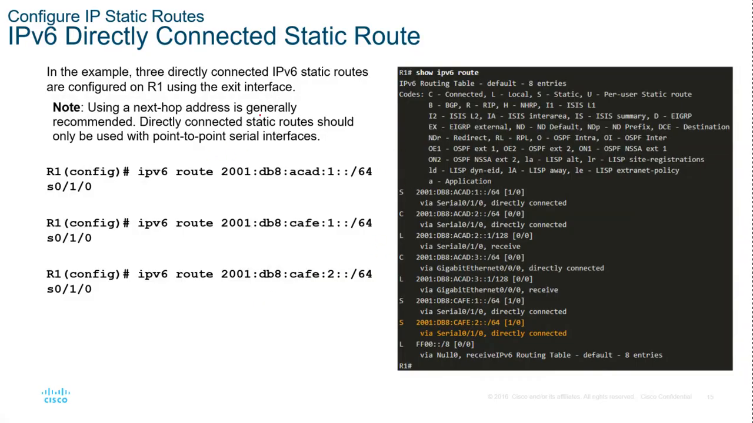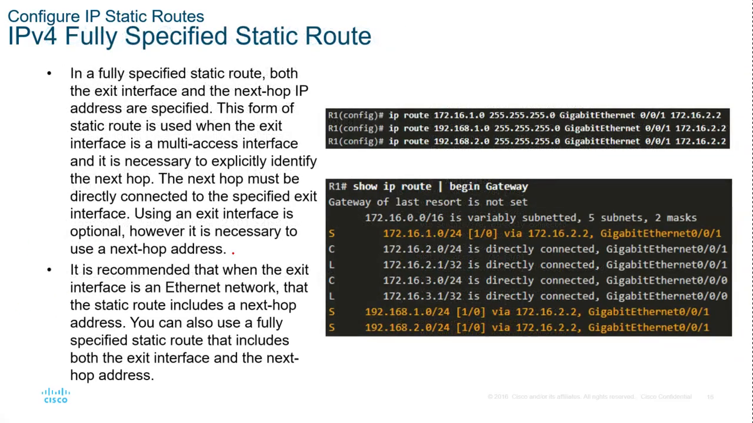And then when it comes to IPv6 directly connected static, it's still the same, but the difference is that we have to use the exit interface instead of the next hop IPv6. For a fully specified static route, here we have to use both: the exit interface together with the next hop. That is what you call a fully specified static route.